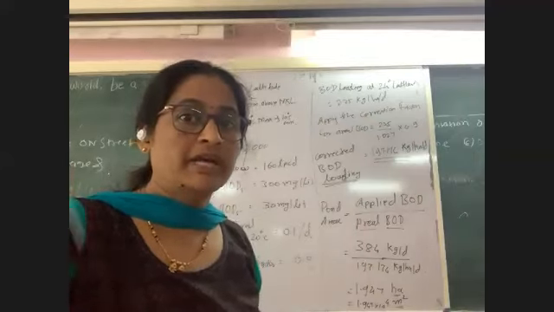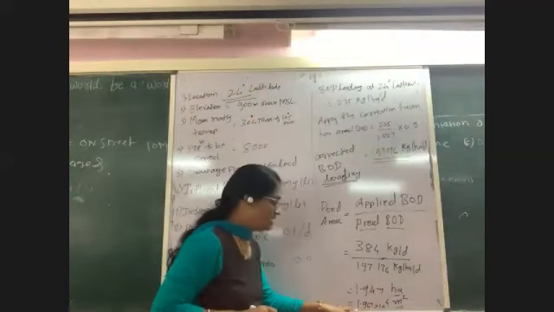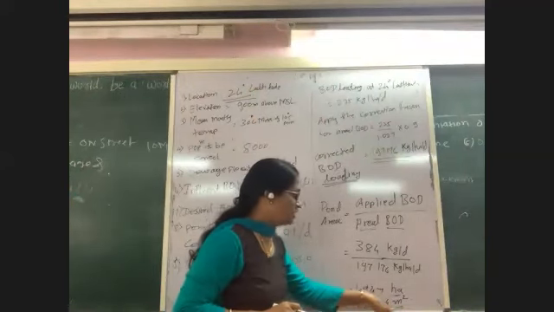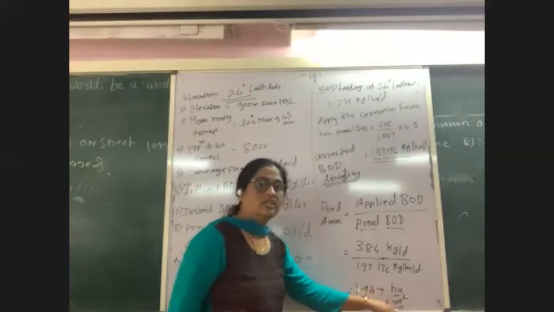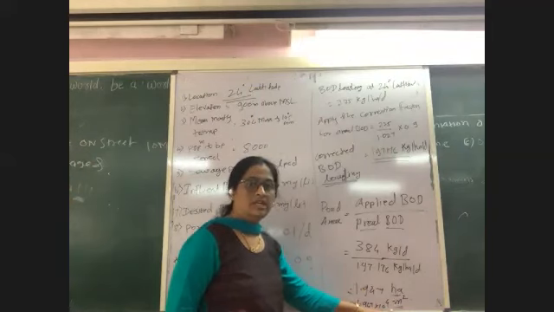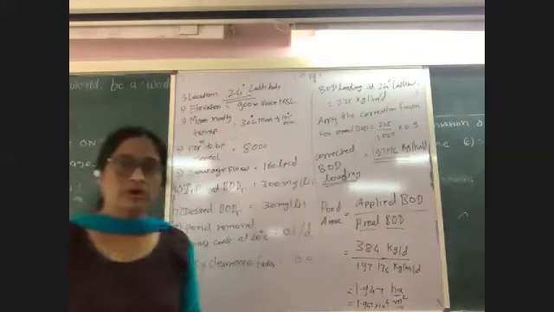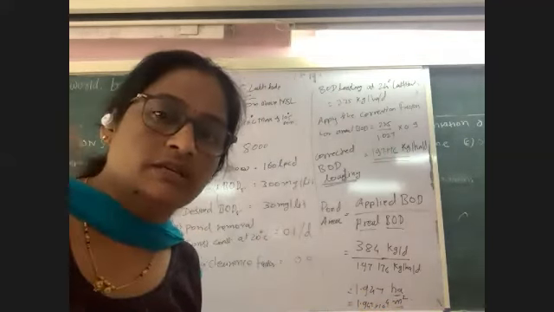Let me know, am I correct? 1.947 hectare, and 1.947 into 10 raised to 4 in meter square, because the conversion from hectare to meter square is multiplied by 10 raised to 4. Okay? The board is not visible properly. Someone has written.